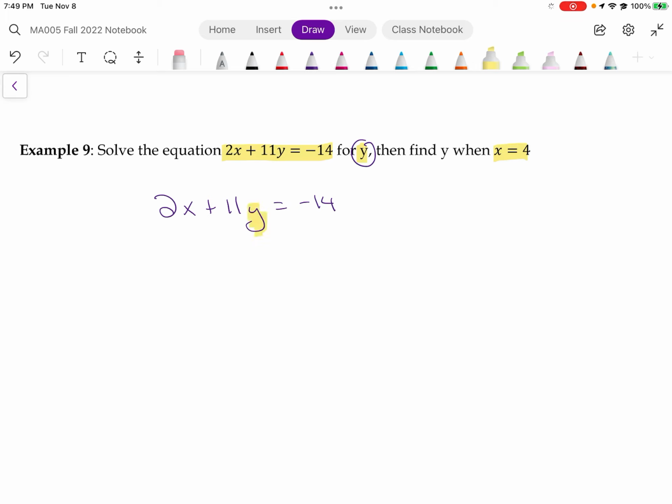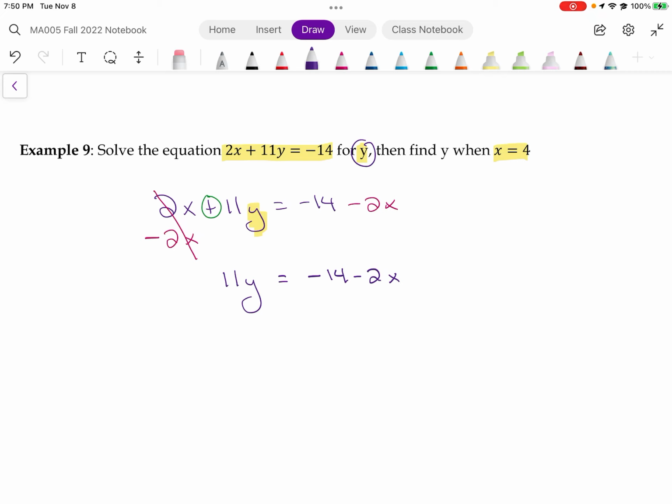We're going to try to get it by itself. So the first thing you want to do to solve for that is subtract the 2x. Why? Because they are added together. So we want to subtract the 2x, minus 2x. It's going to cancel out here, and we get what's left on the left: 11y is still left. And we've got negative 14 minus 2x.